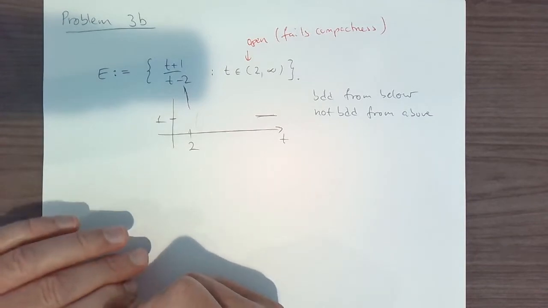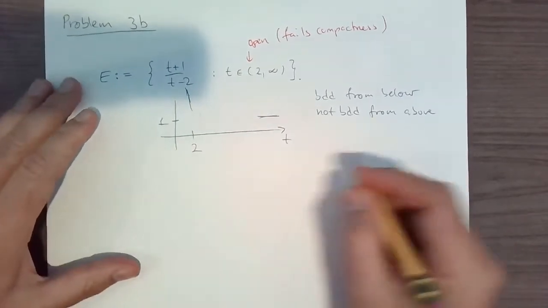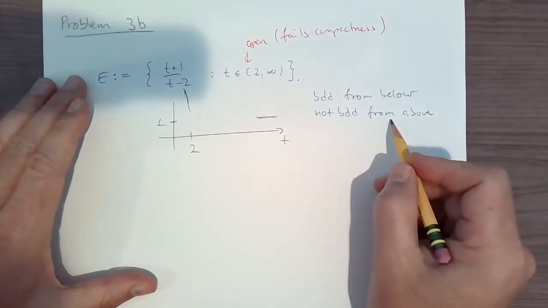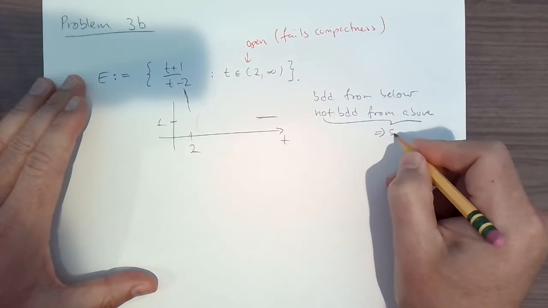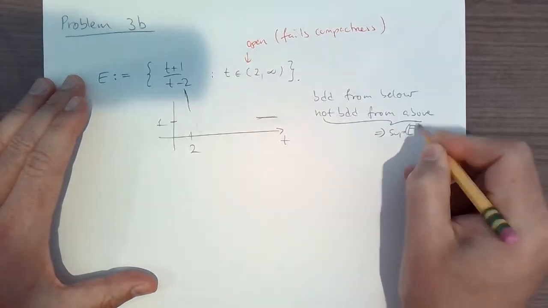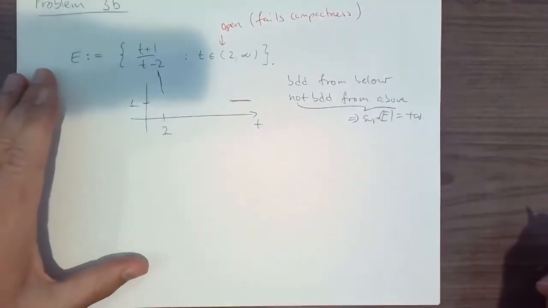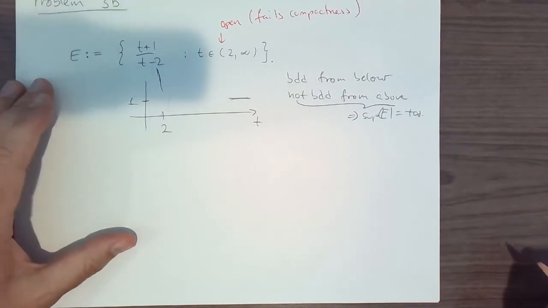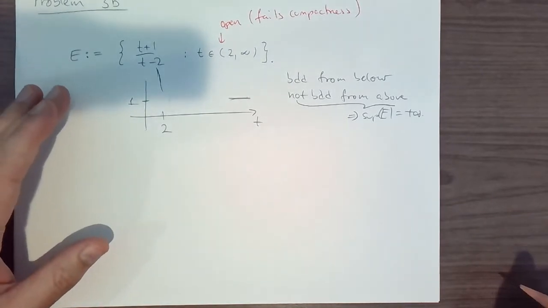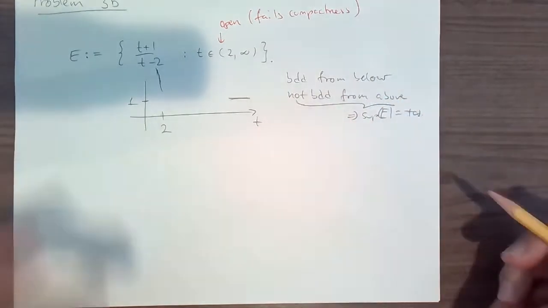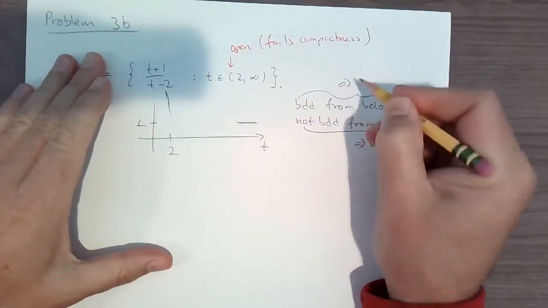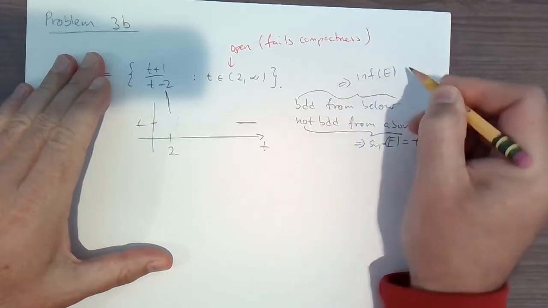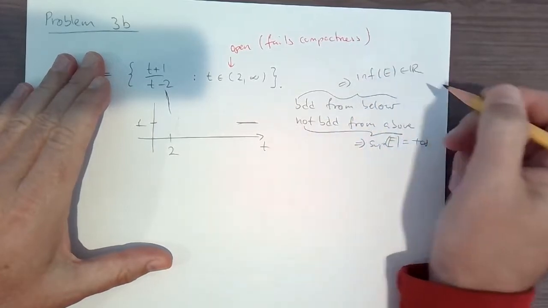So that was the first part, and then we want to find the max and the min, right? So if you're not bounded from above, this is going to imply that the supremum of E is plus infinity. Now, bounded from below means that the infimum is going to be a number in R.